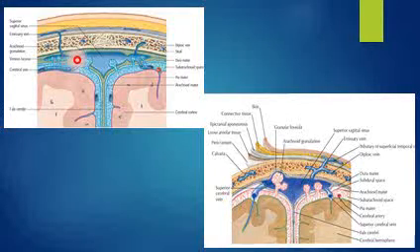We can see the emissary veins and diploic veins which open into these lacunae, and these are arachnoid granulations which also open into superior sagittal sinus and venous lacunae. In this diagram we can see the arachnoid granulations which produce pits on the bone which are called granular fovea.